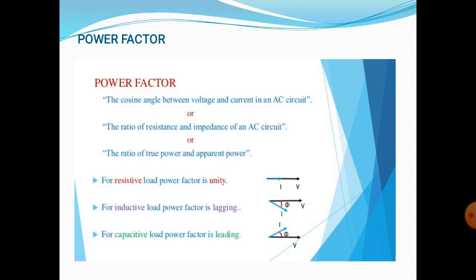And next one, if a given load is inductive, the power factor is always lagging. That means the current always lags the voltage V. And if a given load is capacitive, the power factor is always leading. Leading means the current always leads the voltage V.